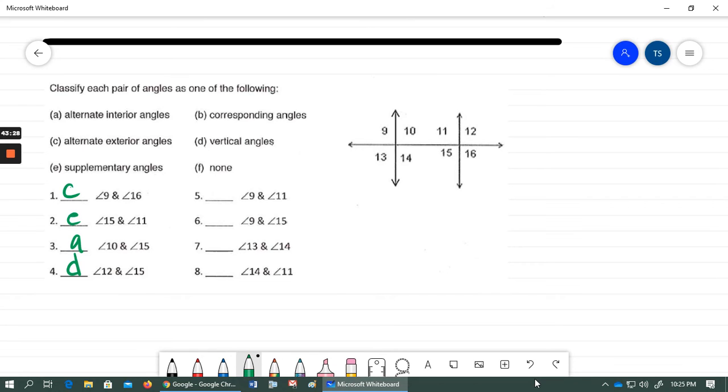All right, angle 9 and angle 11. These two angles are what we call corresponding angles. First off, they are pretty much in the same position. The position for angle 9 is like an upper left. It's in that upper left corner for this set of angles.